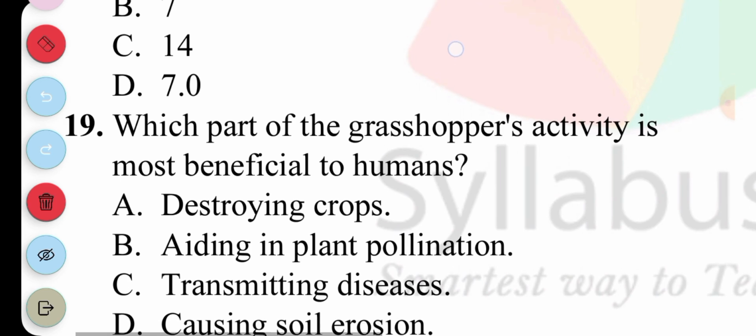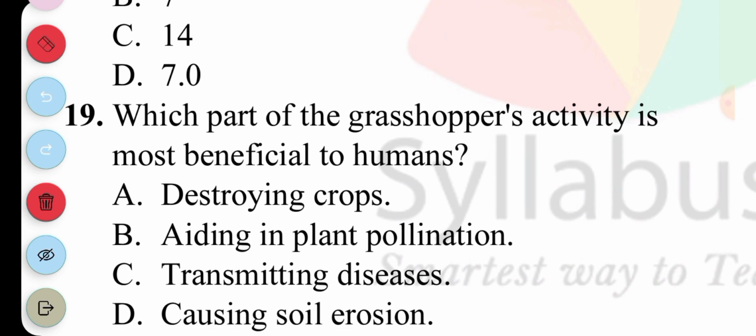Question 19: which part of the grasshopper's activity is most beneficial to humans? A, destroying crops. B, aiding in plant pollination. C, transmitting diseases. D, causing soil erosion. So aiding in plant pollination, even though it's not direct.